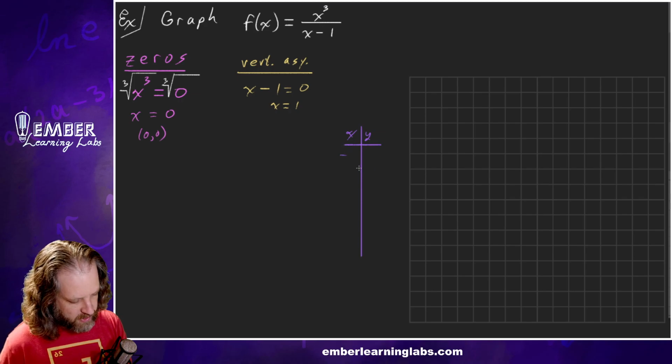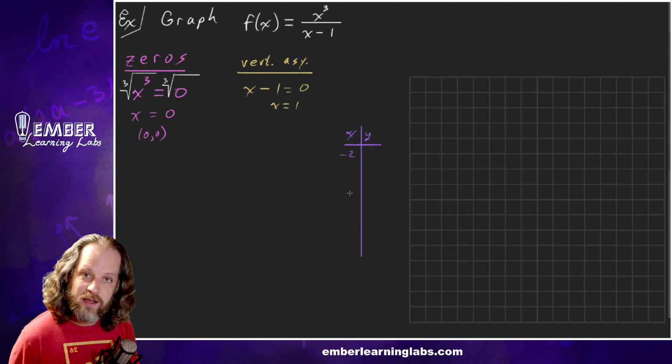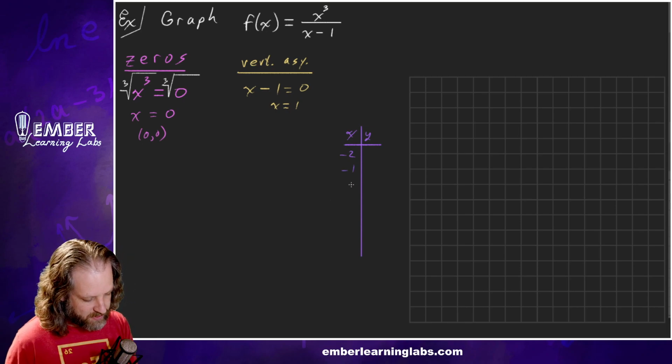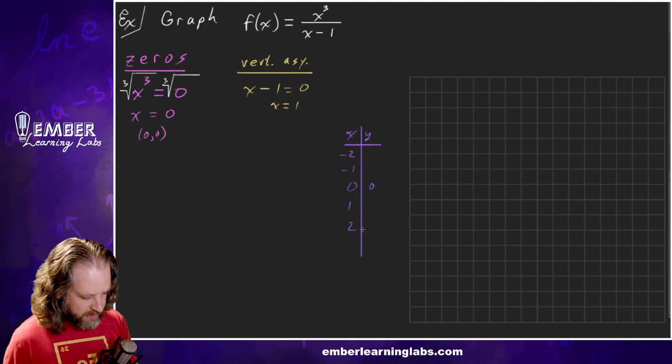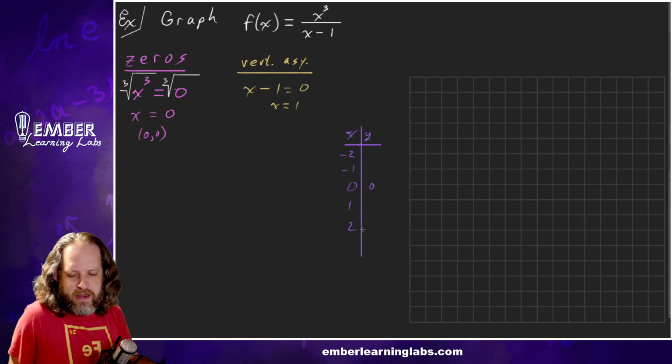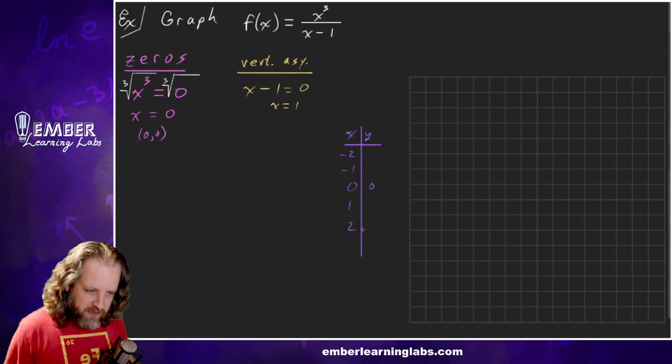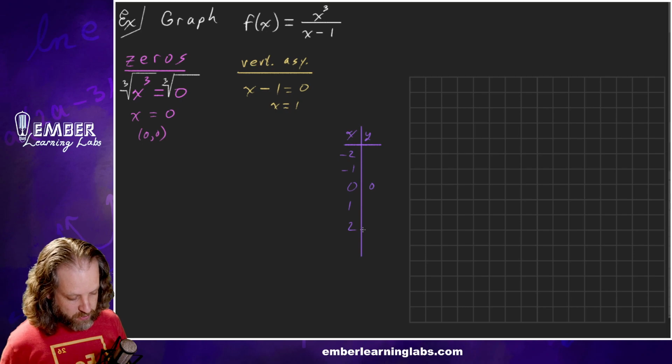Okay, so let's do negative. Let's just do our old standbys, right? -2, -1, 0. We already know 0, 0, right? And 1 and 2. Let's see what kind of information we pull out of that, and then make a decision on whether we want to do more than that.